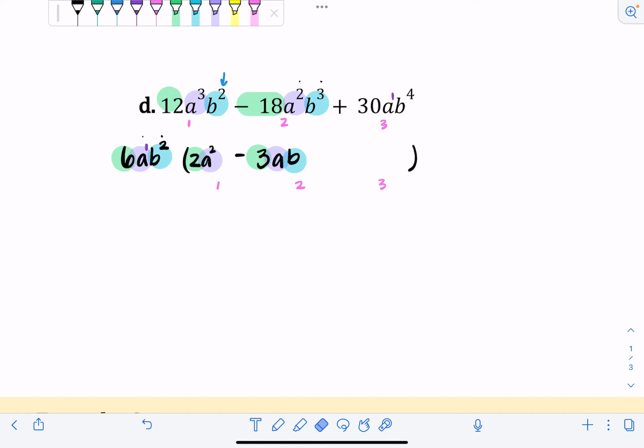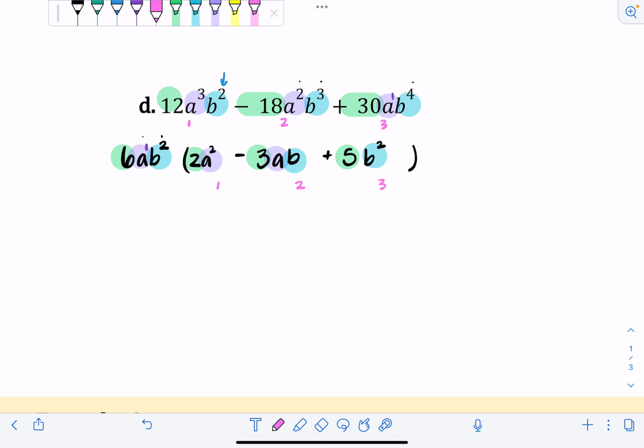And then we'll move on to the last term, so it'd be 30 divided by 6 is a positive 5, so plus 5. And then a to the first power divided by a to the first power. If you have the same powers, they just cancel each other out, so there's no more a's there. And then b to the fourth power divided by b to the second power, so you do 4 minus 2 is 2, so I'm left with a b squared at the end. So now this is going to be your final answer.